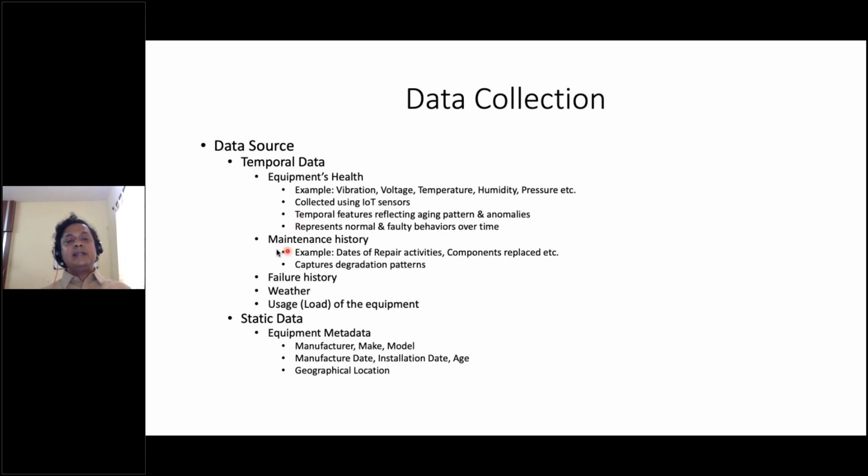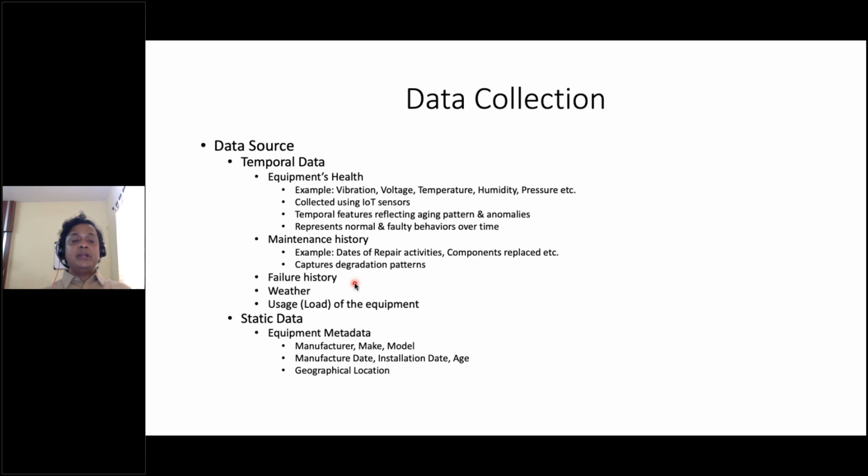And then the maintenance history: when the equipment was down, what was the problem, what kind of repair was done, which components were replaced, all these things. It helps me to understand the degradation pattern. Failure history: we are talking about predictive maintenance, but still the equipment may fail abruptly. I need that kind of data.